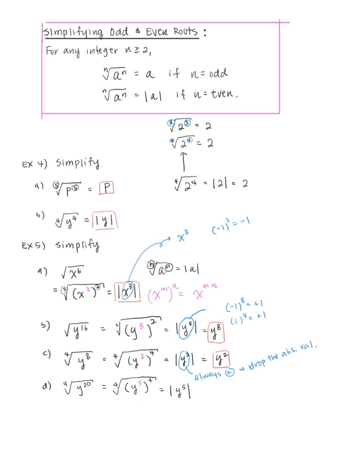Can I drop that absolute value or not? Well, I think we need to keep it because this guy can be negative, because the exponent on the y is odd. So this can be negative. So in that case, we cannot drop that absolute value. Alright, so our answer is just going to be absolute value of y to the 5th.